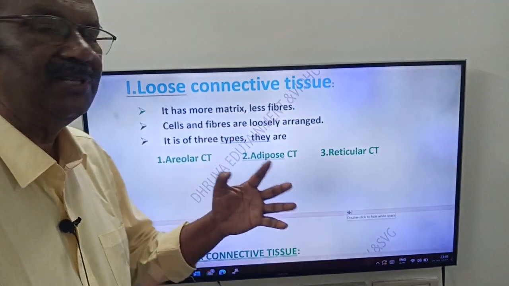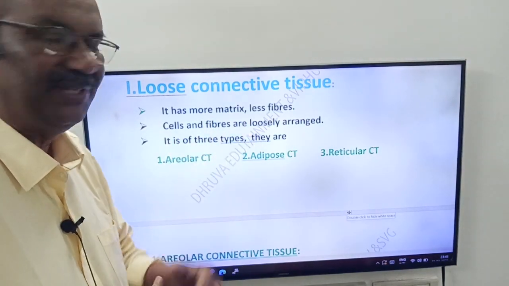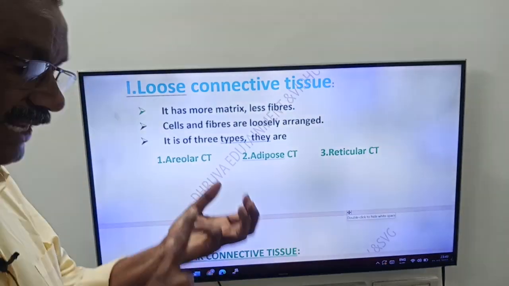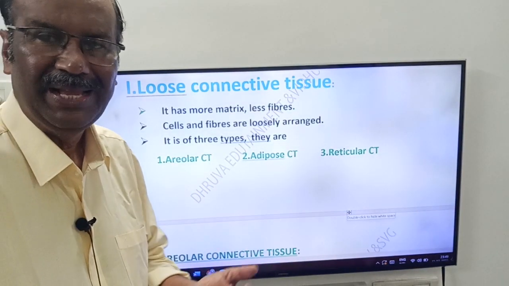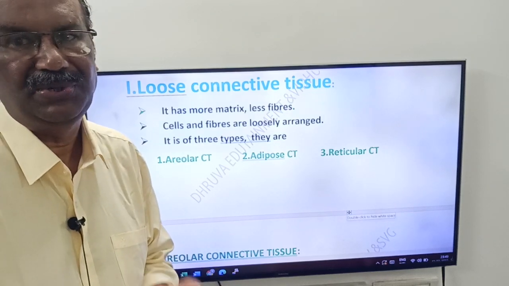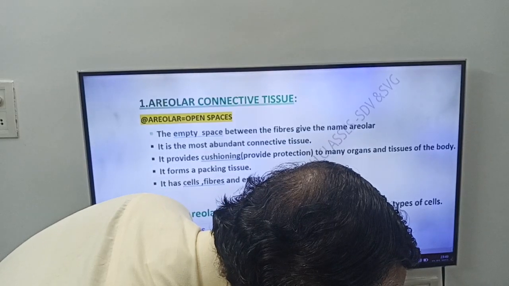Here, cells and fibers are loosely arranged. It is of 3 types. Loose connective tissue is of 3 types, friends. What are they, friends? Areolar connective tissue, adipose connective tissue, and reticular connective tissue. Okay, friends. Now we'll take one by one. First, you take areolar connective tissue.